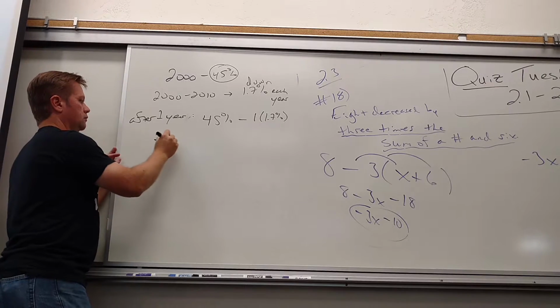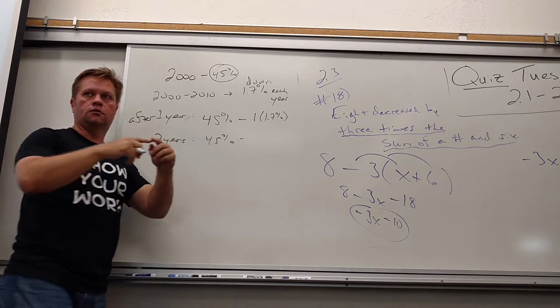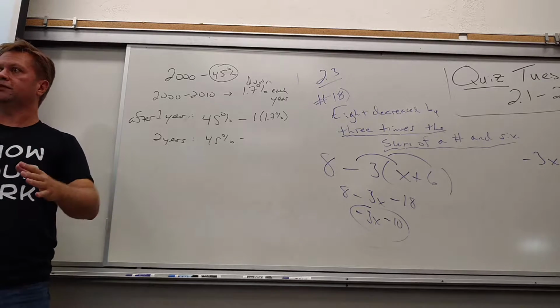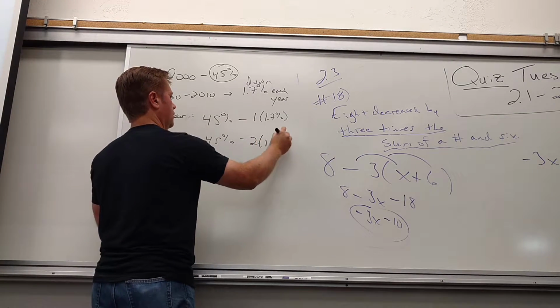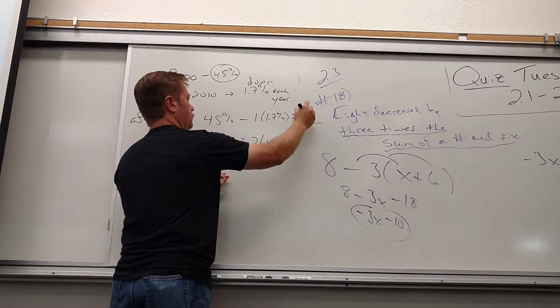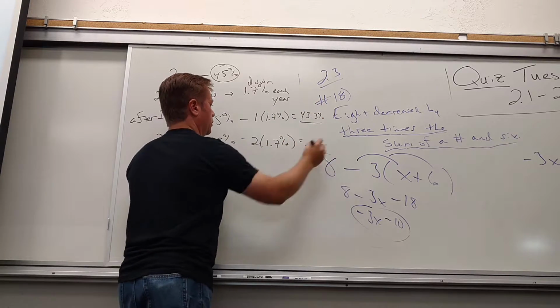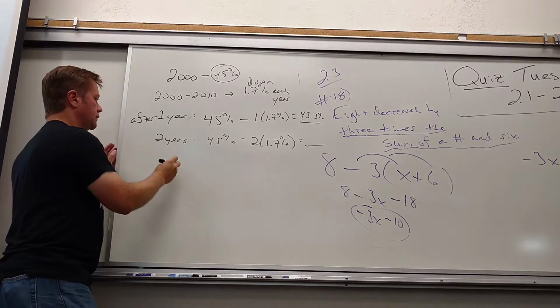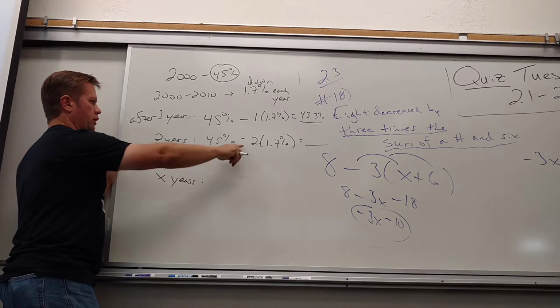After 2 years, it'll be 45% minus 2 1.7s. And that would equal whatever, what did we say, 43.3. That would equal whatever. So now it's saying after how many years, so after x years, what would the equation look like?